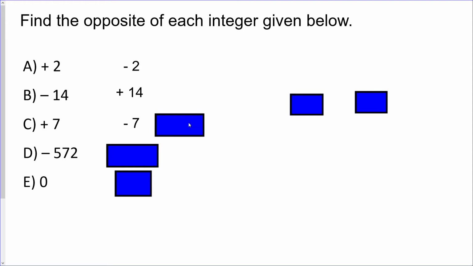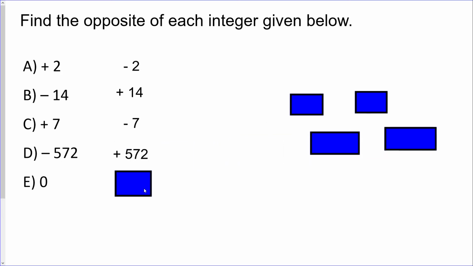The opposite of plus 7 is negative 7. The opposite of negative 572 is positive 572. The opposite of 0 is nothing. That's right, there is no opposite of 0, not when it comes to integers. Depending on where you read it, 0 is neither positive nor negative, or both positive and negative. Personally, I prefer neither positive nor negative because that just makes a lot more sense, in my opinion. So we're going to stick with that, but it doesn't have an opposite.